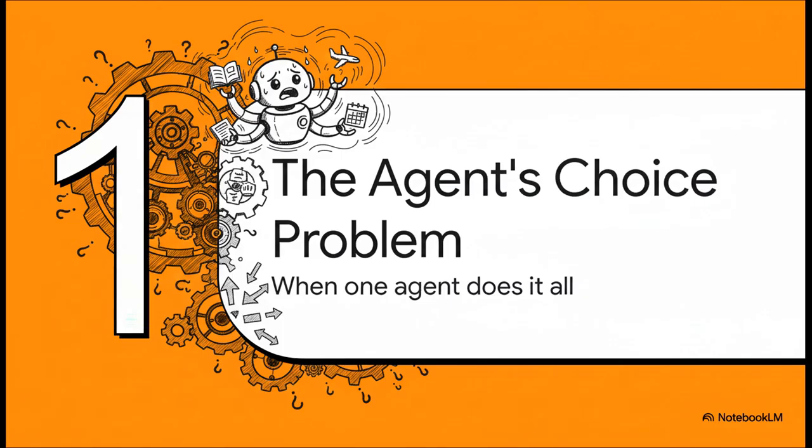And this gets us right to the heart of what's called the agent's choice problem. See, when you try to build one single agent to do everything, a monolithic agent, it ends up being a master of none. If you ask it a simple question and then follow up with a complex booking request, it just struggles to switch gears. And that leads to inefficiency and, honestly, some pretty costly mistakes.